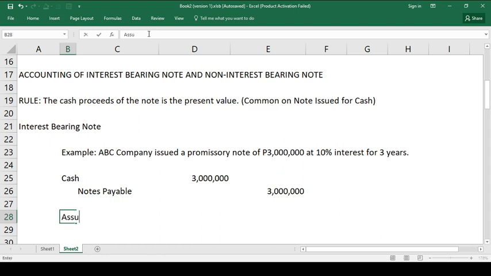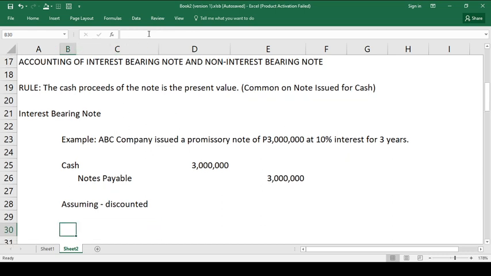Assuming discounted agad yung note, even though there is an interest attached to that. Okay, our entry will be simple only, no? Determine the cash proceeds.